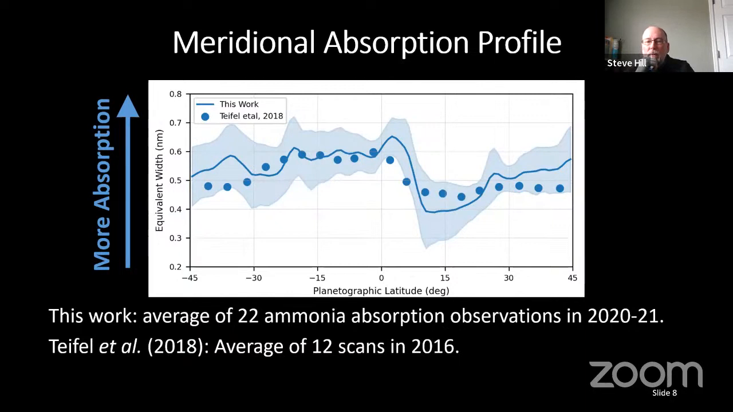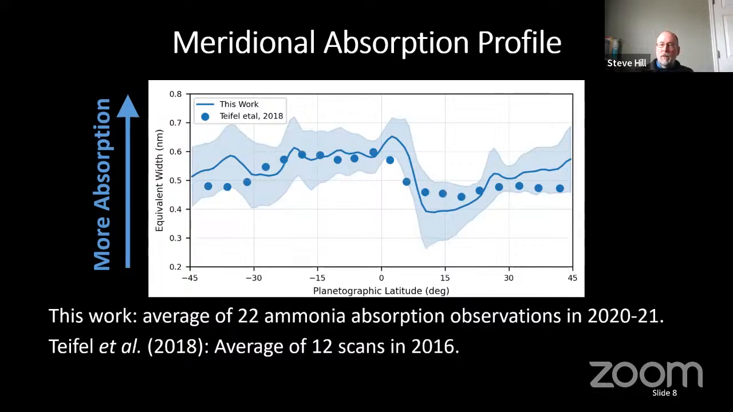Comparing the ammonia absorption results from this work to prior work is straightforward. One way was to look at meridional profiles of absorption. The data is readily available in the literature, in this case in the form of equivalent width of the ammonia absorption band as a function of latitude. It's easy to convert from optical depth in a filter to equivalent width. I created the data plotted here from an average of 22 ammonia absorption observations with an error envelope and compared it to a source in the literature.